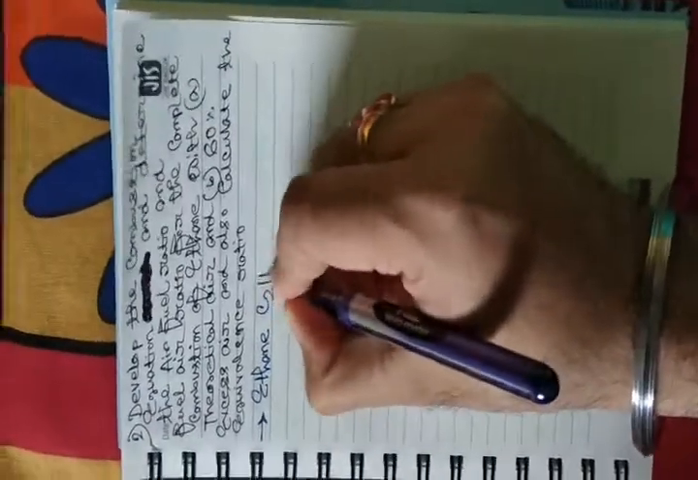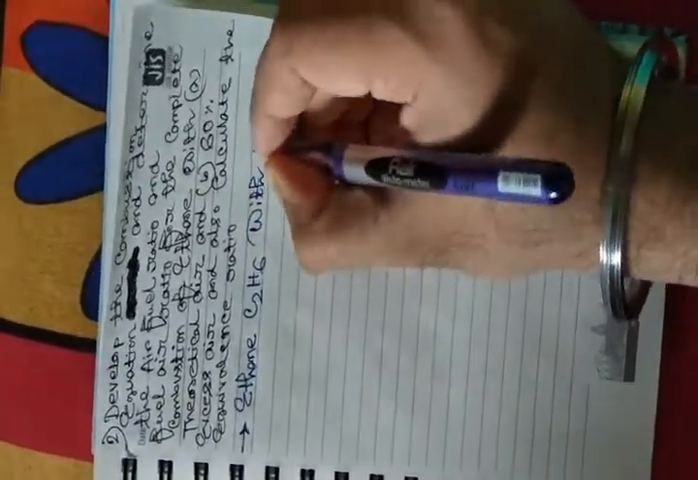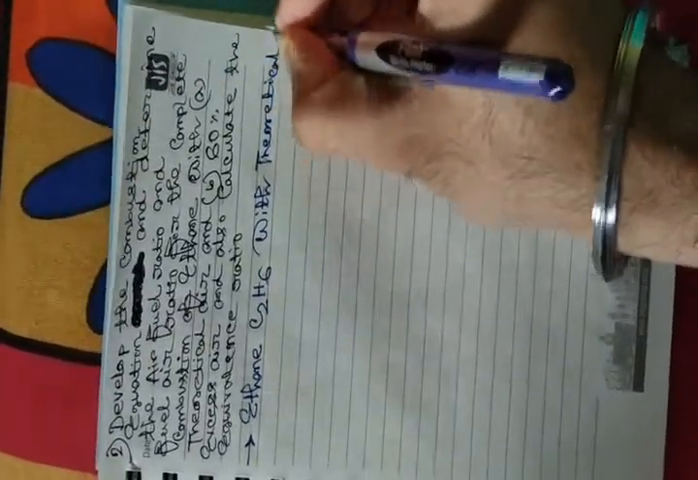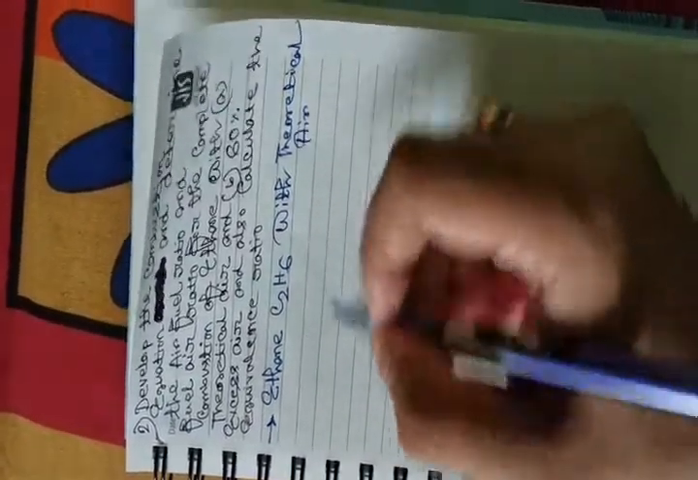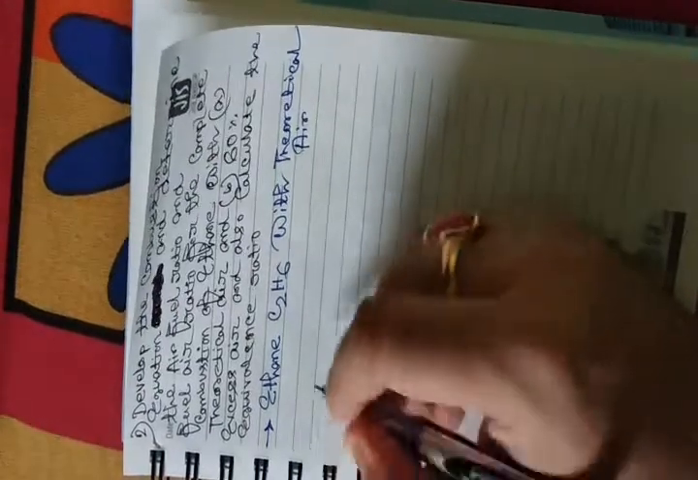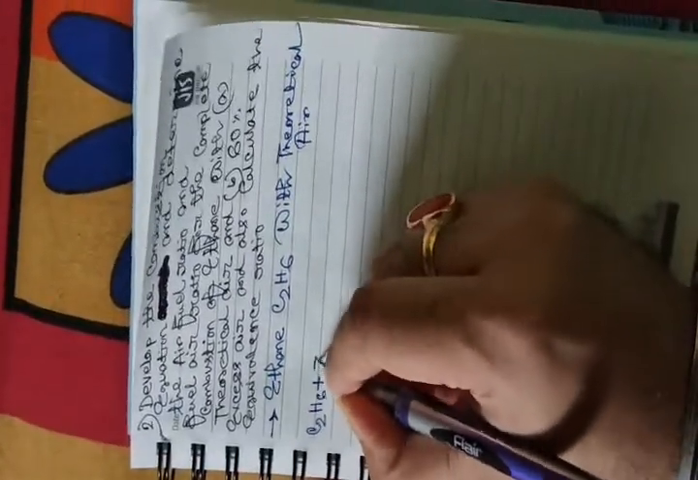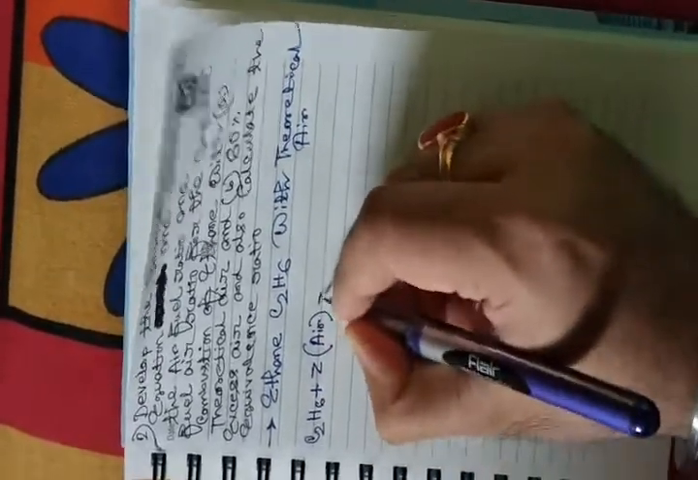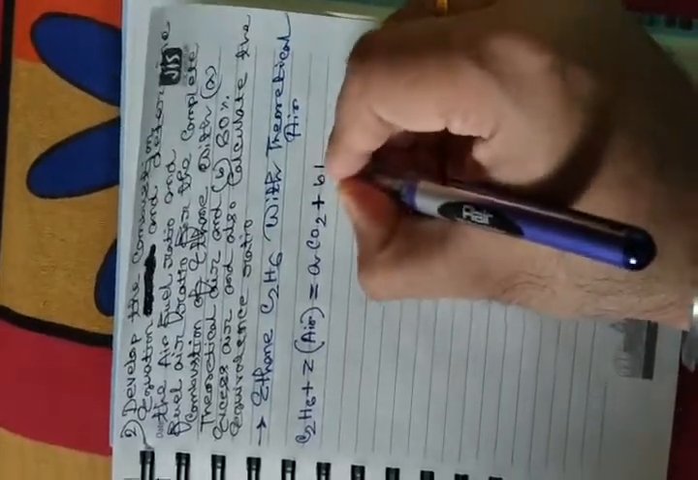Okay, so here ethane is C2H6. So for C2H6 with theoretical air, it will be C2H6 plus Z into air equals A into CO2 plus B into H2O. That is the basic combustion equation.